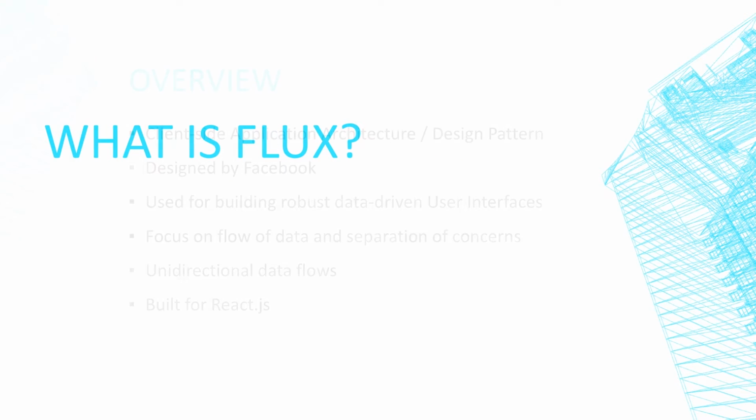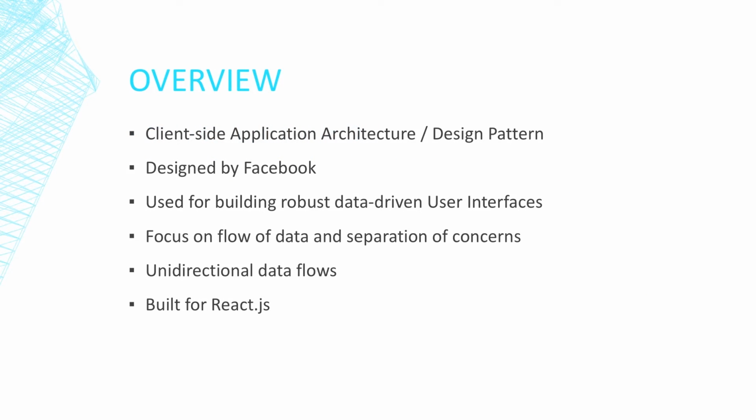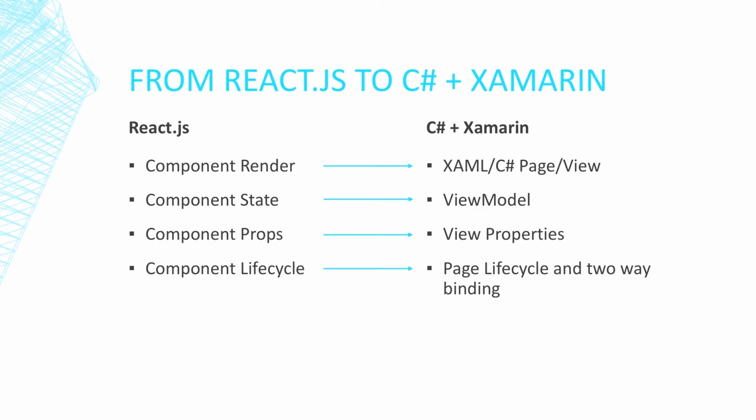So, what is Flux? It's a client-side application architecture and design pattern built by Facebook. It's used for building robust data-driven user interfaces, and its focus is on the flow of data as well as separation of concerns. What's different from other patterns is that it's a unidirectional data flow, and it was originally built for React.js, which is Facebook's JavaScript library that they use and are implementing more and more in their actual applications. If any of you are familiar with React.js, we're going to compare those parts and move them into a C# and Xamarin implementation so that when you move from a Flux and React.js situation, it's not so confusing and it makes sense.